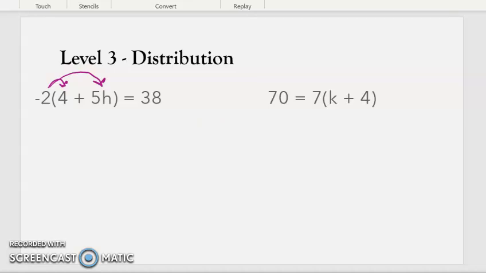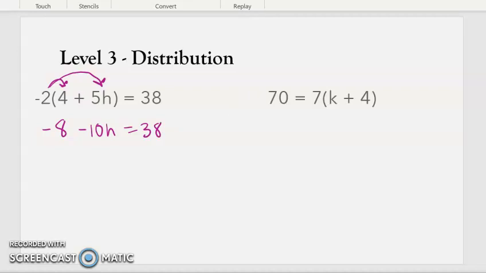Negative 2 times 4 is negative 8. Negative 2 times a positive 5 is negative 10. And then this h comes down. Equals 38. Okay? Always be careful there, because for example, if this were a negative 5, a negative times a negative would give me a positive number there. So you just always got to be careful with that.